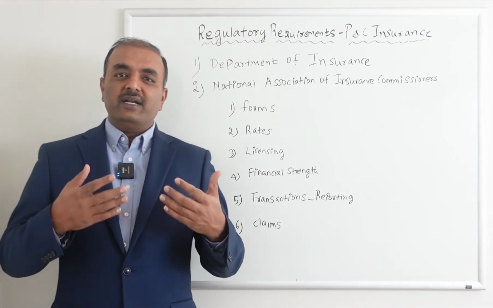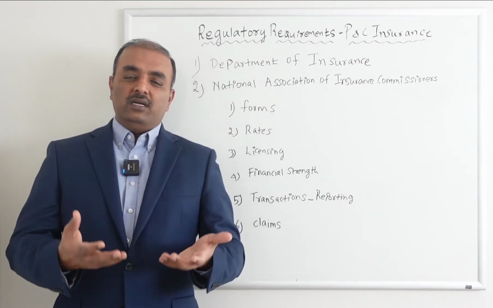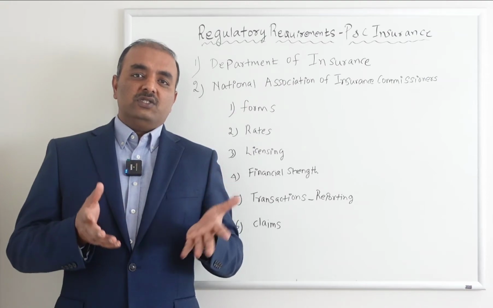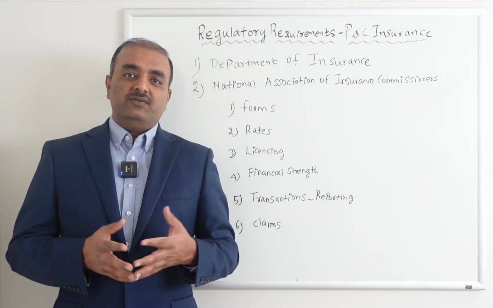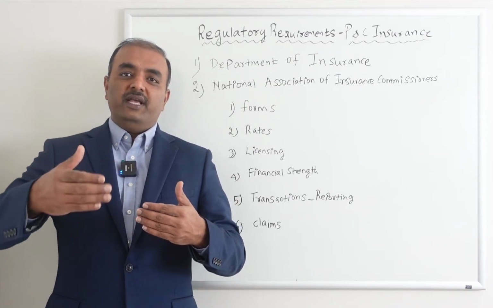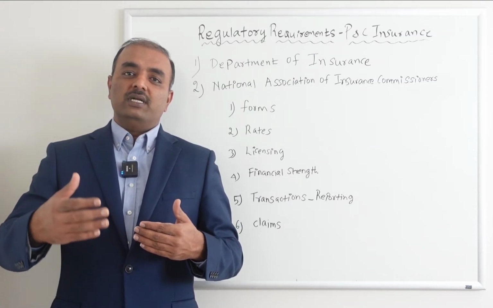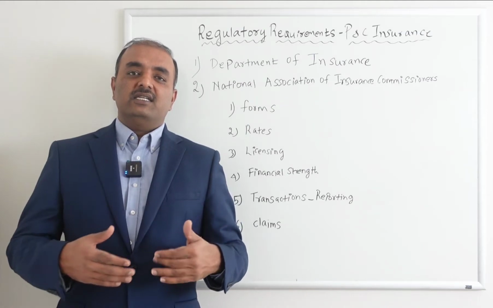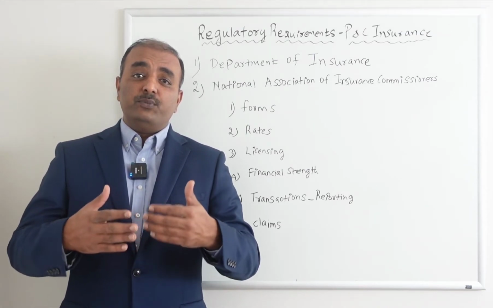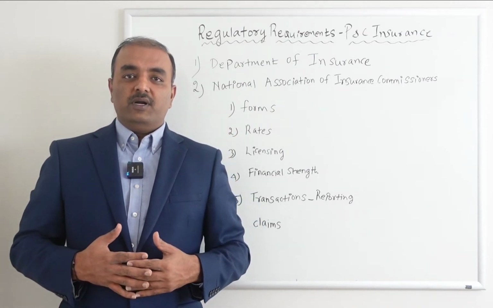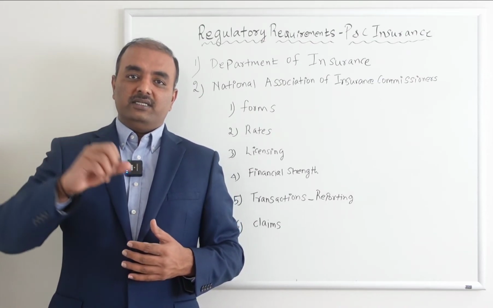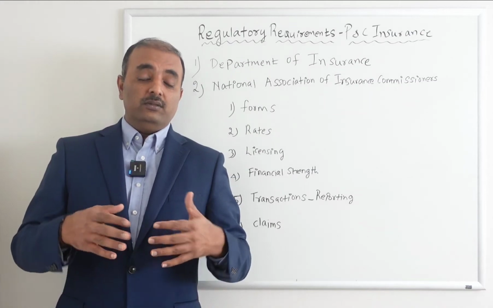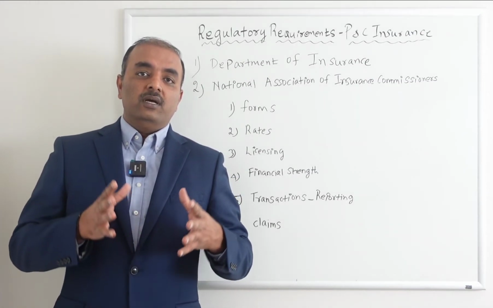Transactions. Day-to-day transactions: submission, new, renewal, cancellations. One good example is if you are an insurance company and you want to cancel a policy for non-payment, you need to give a certain number of days to the customer. So those are the rules that have been set up by the Department of Insurance. Any transactions that you do on a day-to-day basis have to be reported to the Department of Insurance through your regulators. Claims, any claims that you make to the insured, have to be done in a proper way.